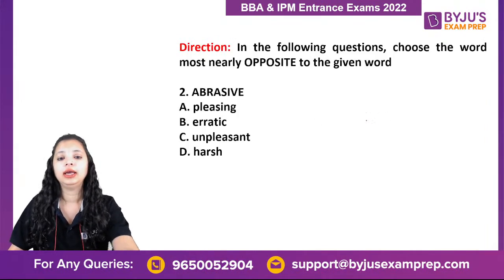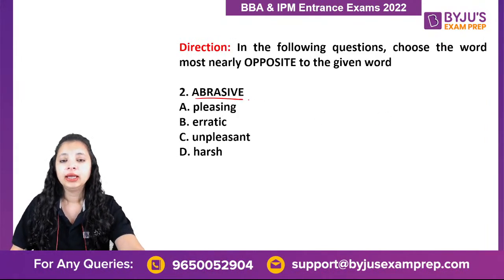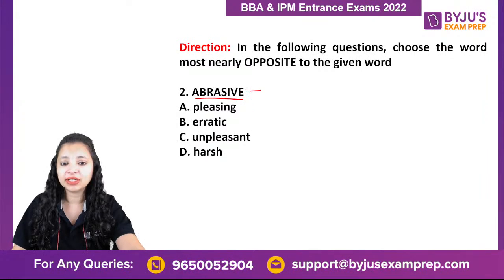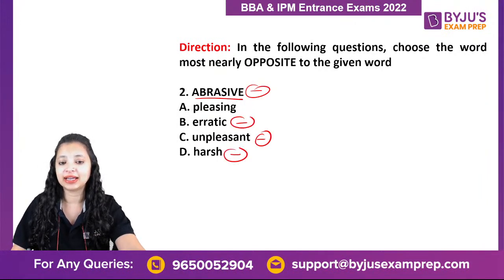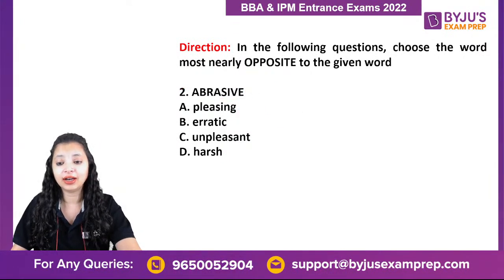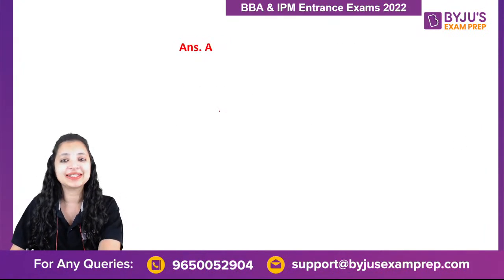Question number 2 is this, abrasive. Abrasive is anything that's harsh or unpleasant. Since abrasive is a negative word, and harsh, unpleasant and erratic are all negative, there's only one positive word here, that's pleasing. Since we have to mark an antonym, the answer has to be a positive one. The answer here has to be option A, that's pleasing.